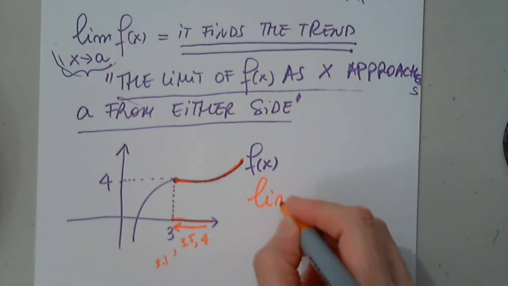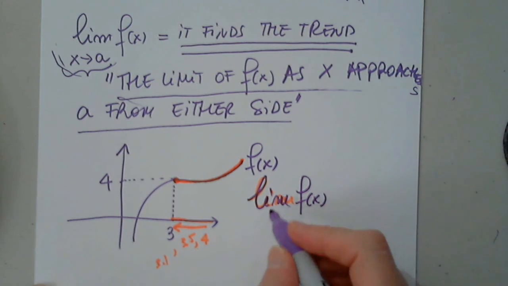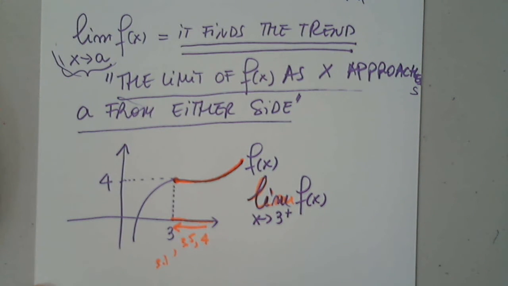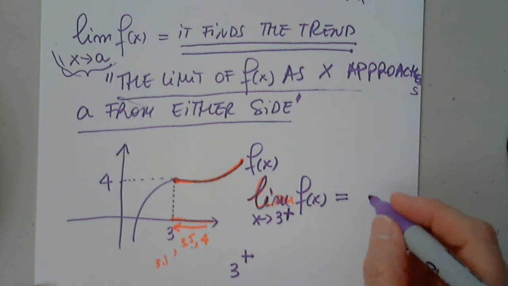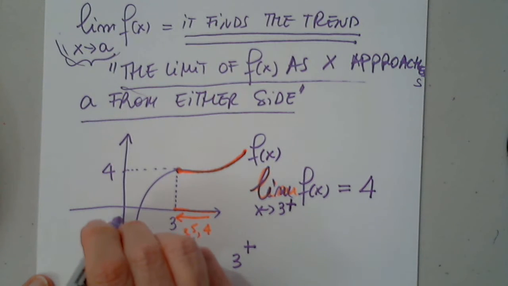So I can write the limit of f of x as x approaches 3 from the right, with numbers larger than 3. It's like this. So larger than 3, like 4, 3.5, 3.2, 3.1, 3.01, closer and closer from this side. What is the limit of this function then? The tendency is to get closer and closer to, again, 4. Very good. Let's try now from the other side.